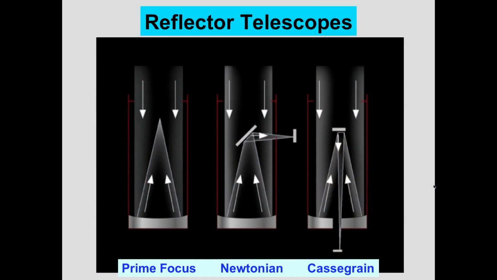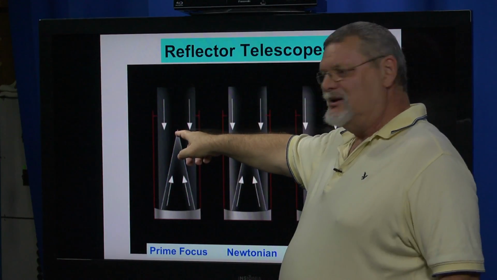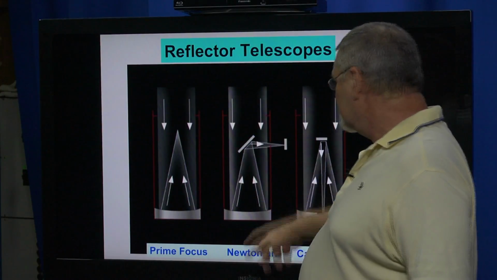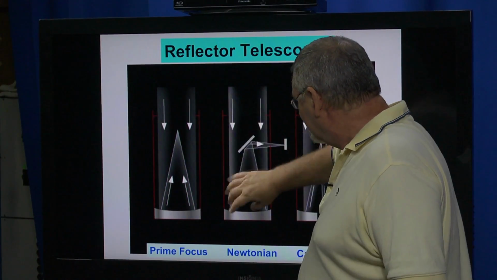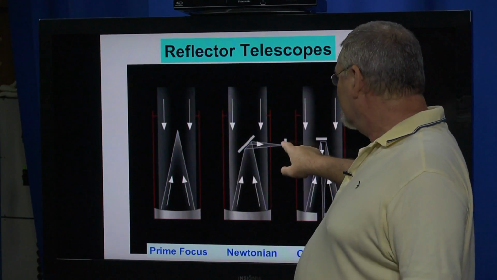Here's a prime focus. This is a reflector telescope. Light comes in, bounces off a spherical mirror, comes back, and you could have somebody there and they could look at it directly. Newtonian, named for Isaac Newton, he invented this. Light comes in, we just looked at this, the light comes in, bounces off a flat mirror, comes out here and we can see this.